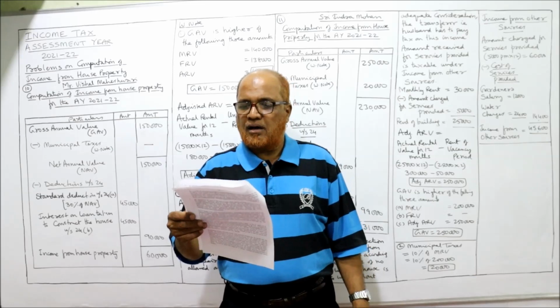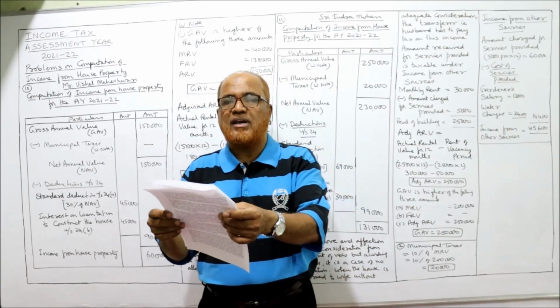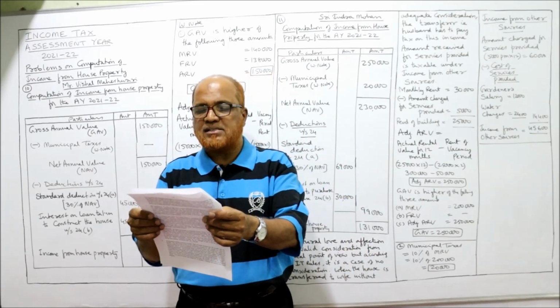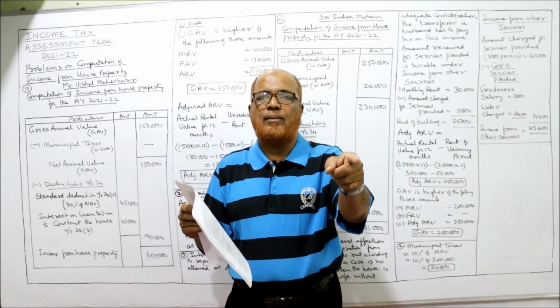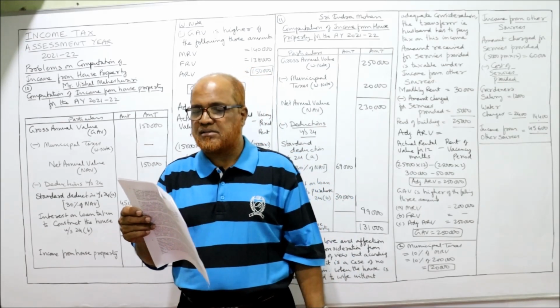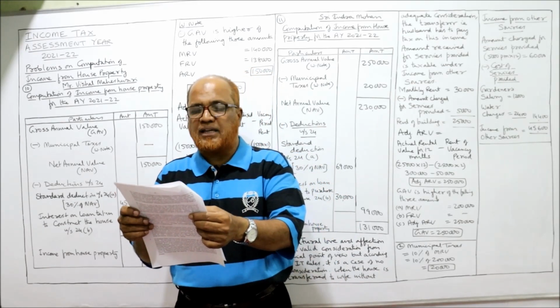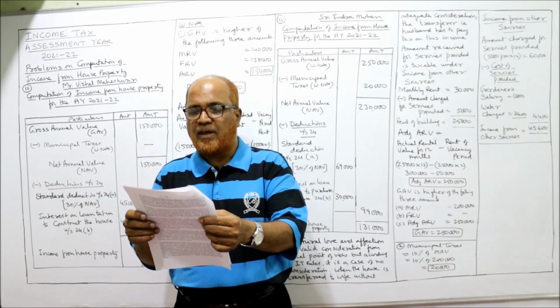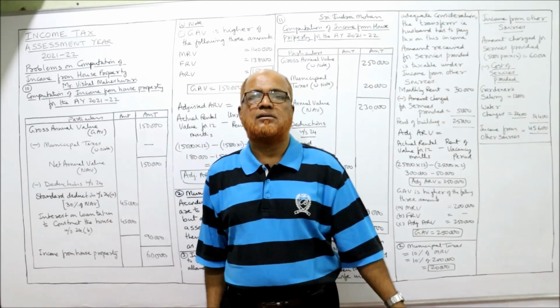Next, municipal rental value, MRV, is 2 lakh. The municipal taxes are 10%. 10% of MRV, 10% of 2 lakh comes to 20,000 municipal taxes. It is agreed that the tenant should bear the cost of repair and the owner provided the following facilities.